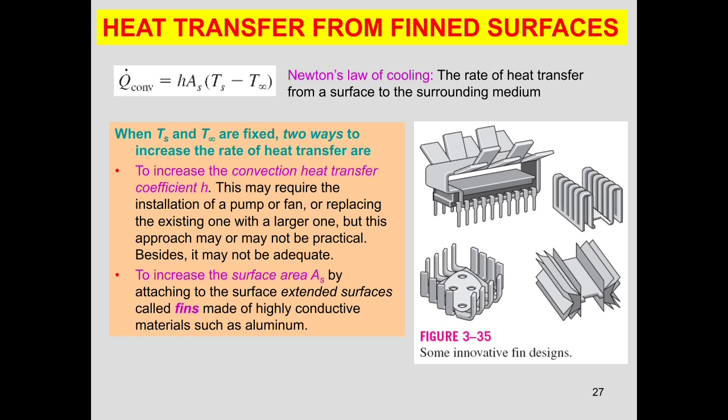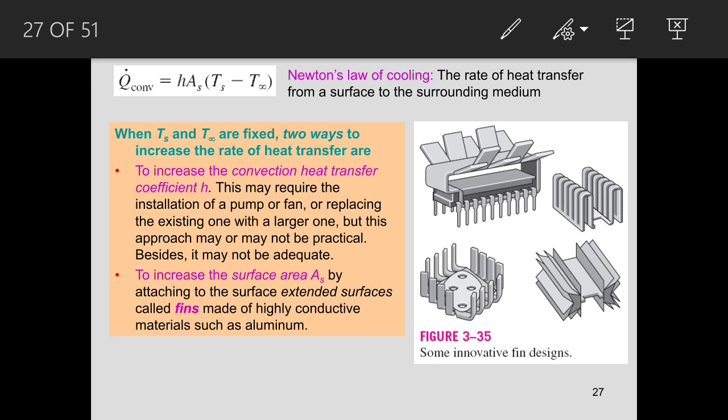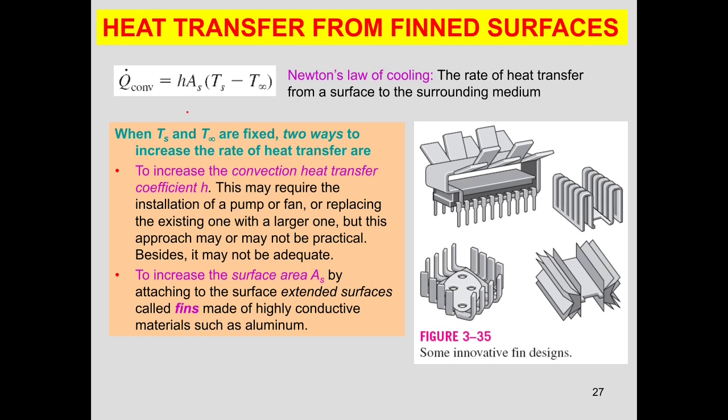The formula of Newton's law of cooling is given as q convection = h As (Ts - T infinity). Here h is called the heat transfer coefficient, As is the surface area, Ts is the surface temperature of the solid, and T infinity is the temperature of the fluid flowing over that surface.